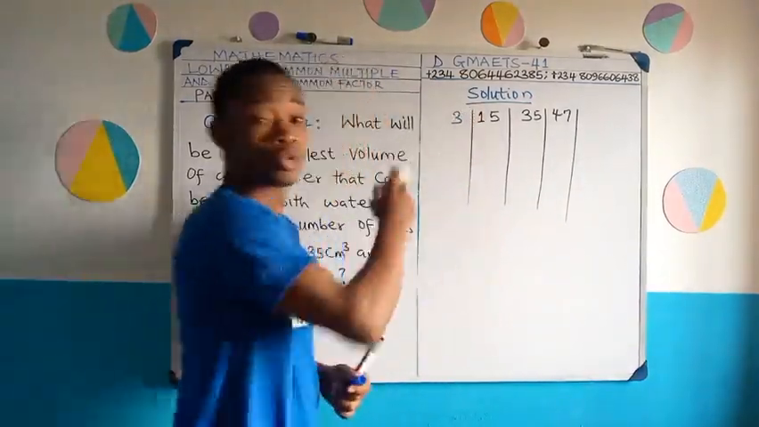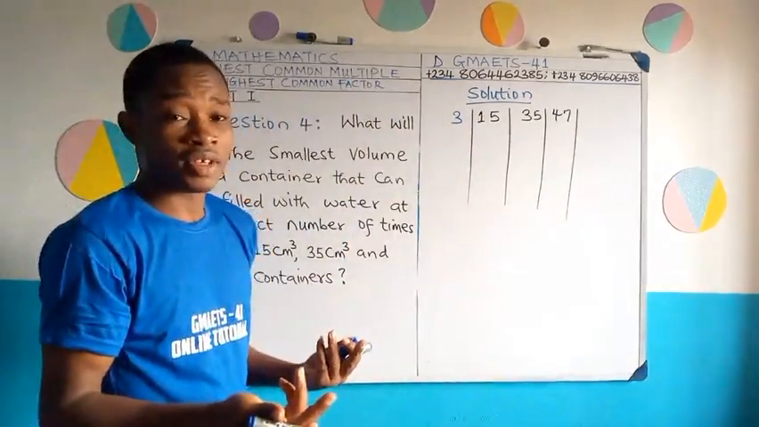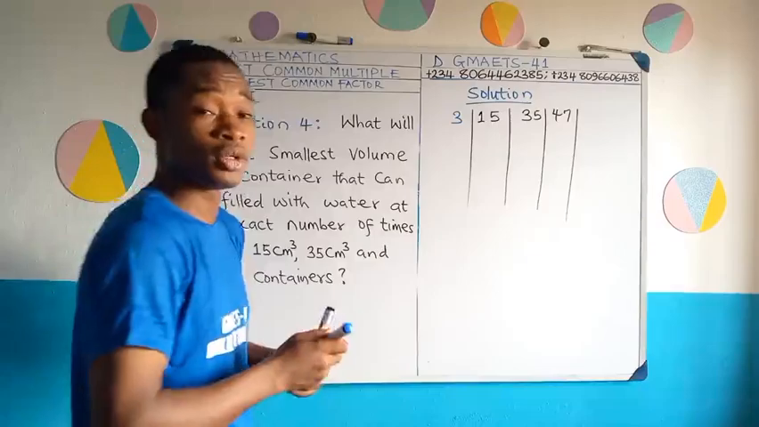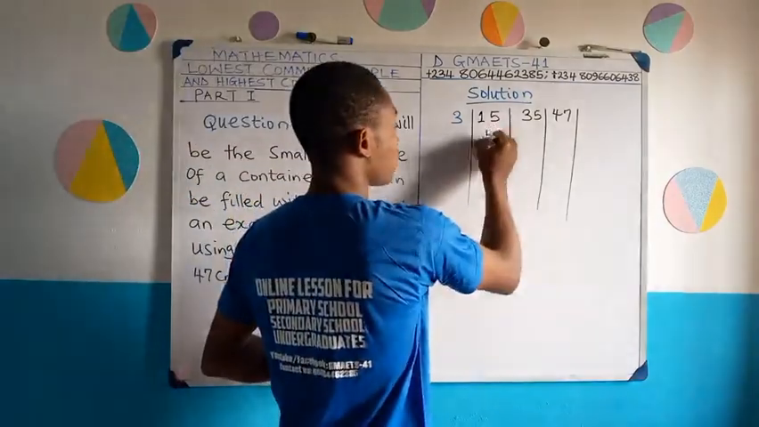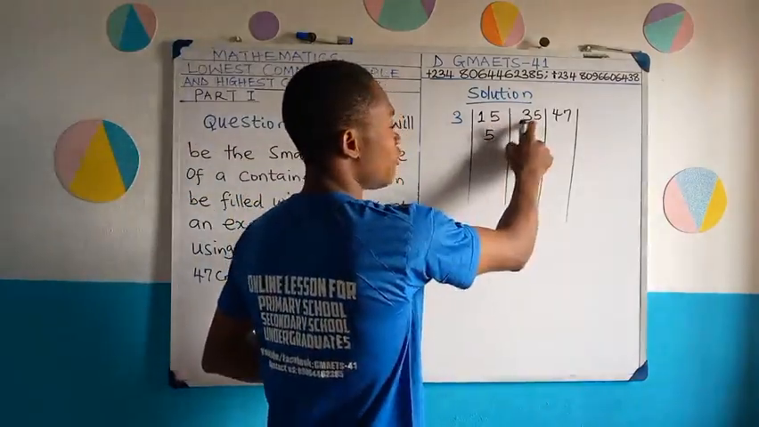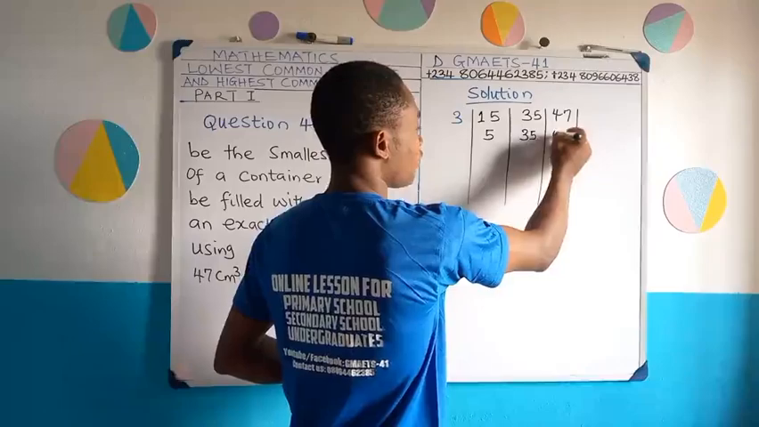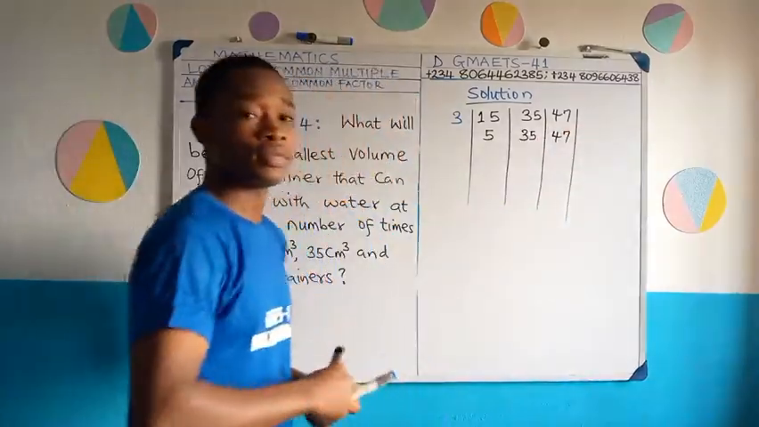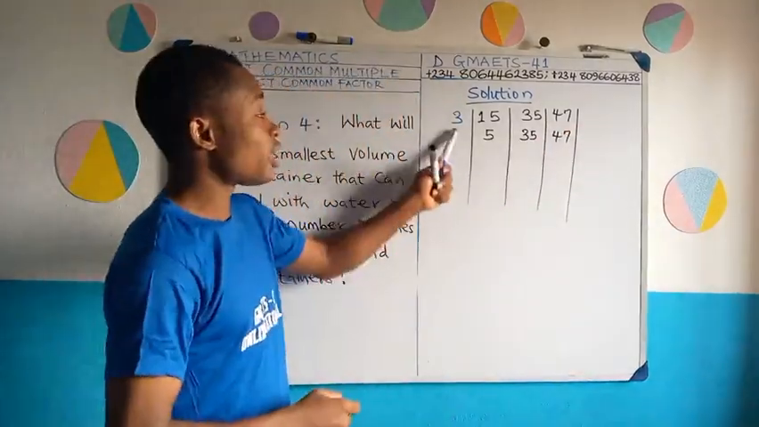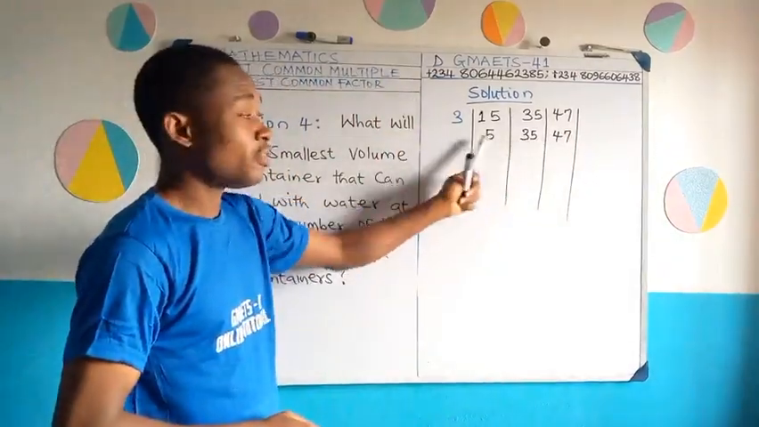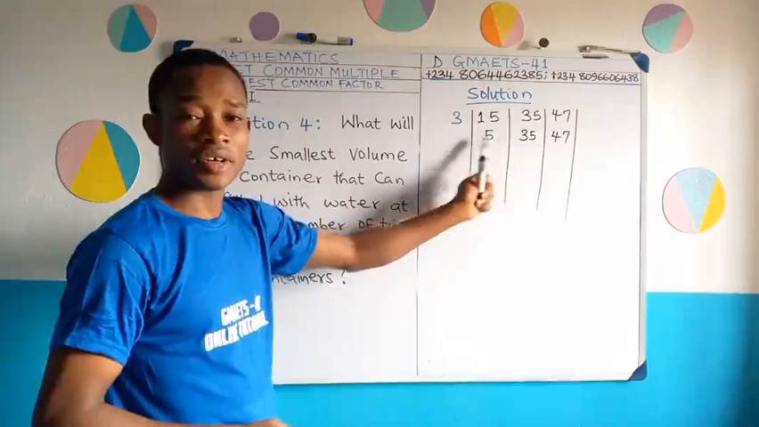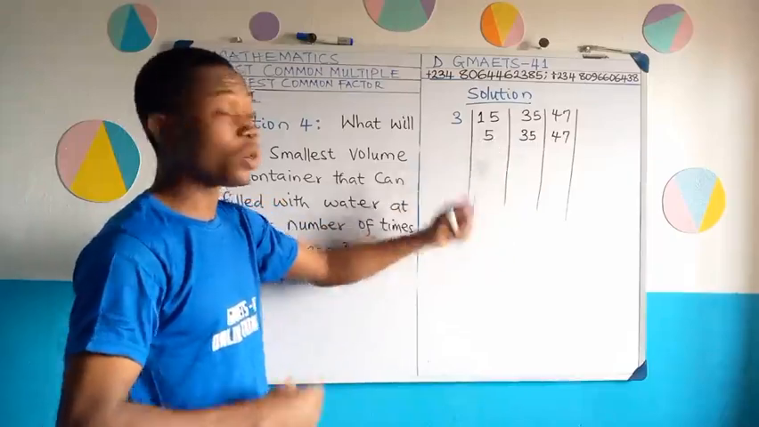But 3 can go. Since 2 cannot go, you can't use 2 to divide anything. You check for 3, and 3 can go there. 3 can divide 15, it will give us 5. 3 cannot divide 35, so you bring down 35. 3 cannot divide 47, so you bring down 47. Here, 3 can no longer divide anything. 4 can no longer divide anything here, so we check for 5.